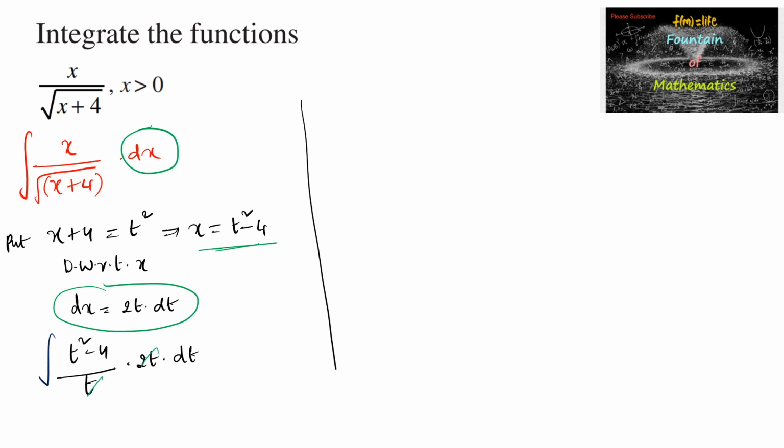So we can rewrite the integral as 2 times the integral of (t square minus 4) dt.